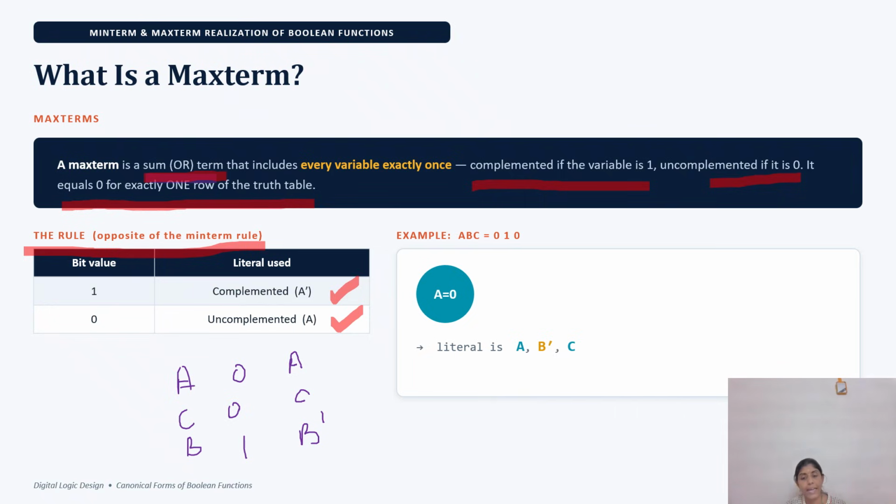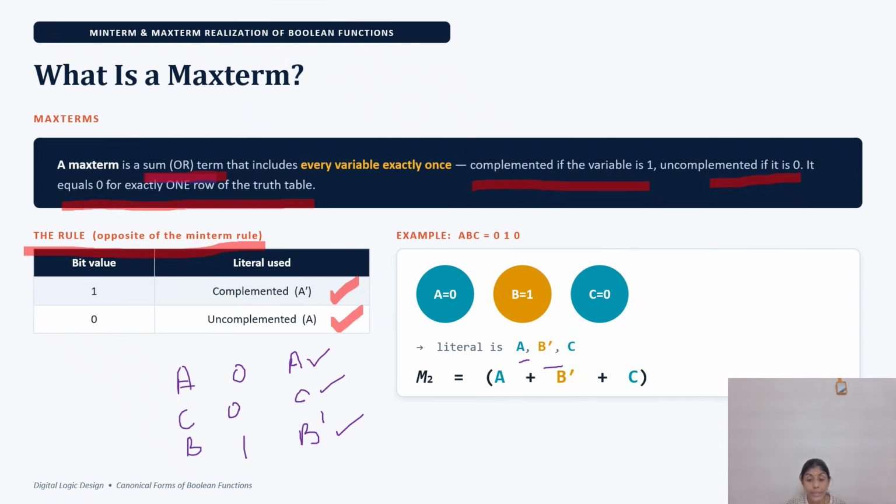See here, A is equal to 0, so that is A. B is equal to 1, that is B dash. C is equal to 0, that's why it is C. But how do you have to write? You have to write with the OR term. Please remember that you have to write with the OR term. So A or B dash or C.